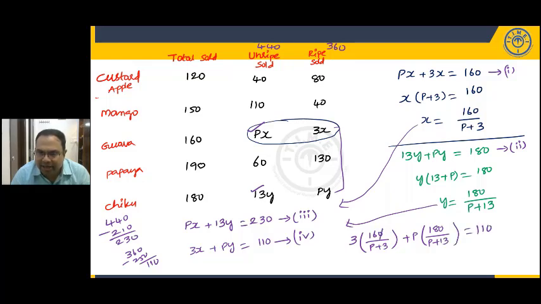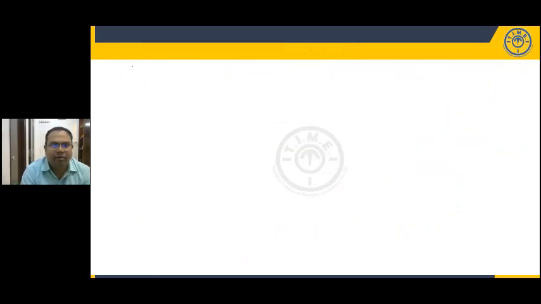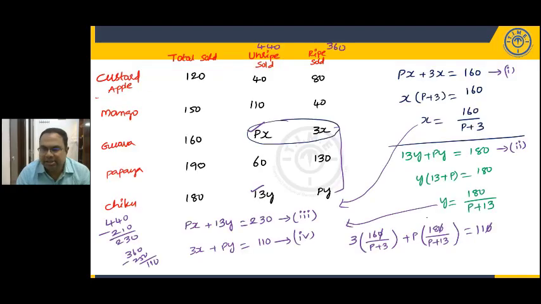Again, take out 0 common. Let me cancel it out. Now what will happen? This is 48 by P plus 3, plus, how much is this? 18P by P plus 13.